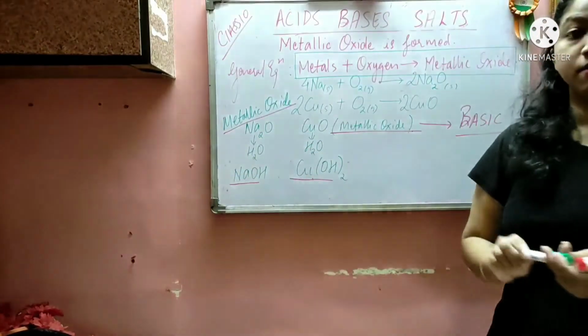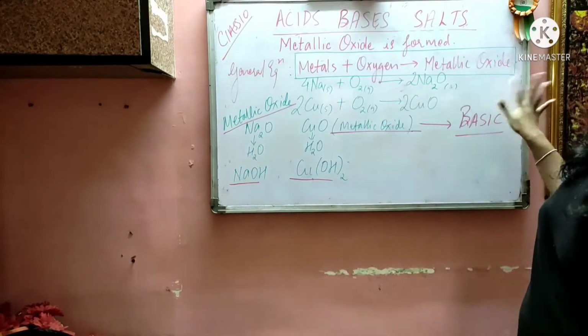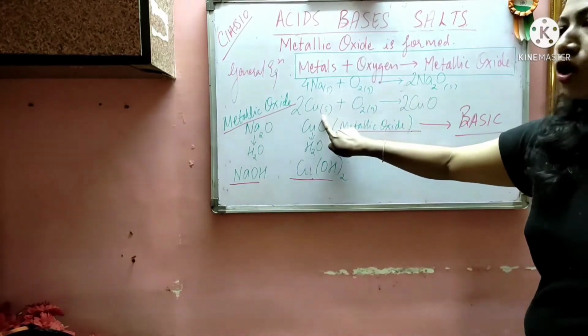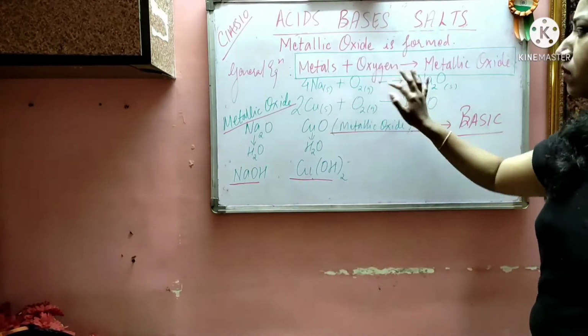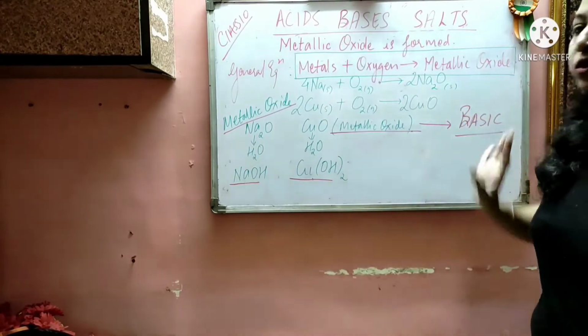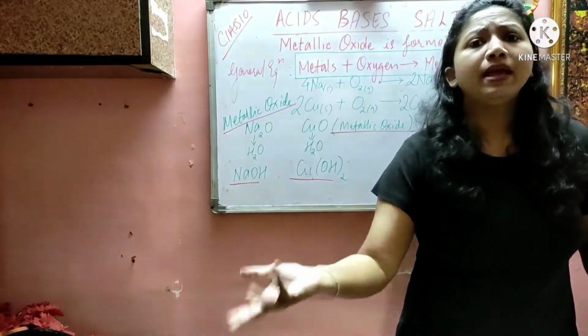Okay, fine. When metals react with oxygen, what you get is metallic oxide. For example, what we have seen, sodium and copper. These are metals. When reacting with oxygen, what you get is sodium oxide and copper oxide. Fine. Now they say that metallic oxides are basic in nature.